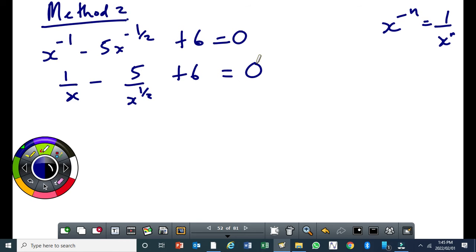What will be the LCD? One of you can tell me the LCD of x and x to the power of a half? The LCD here will be equal to x.